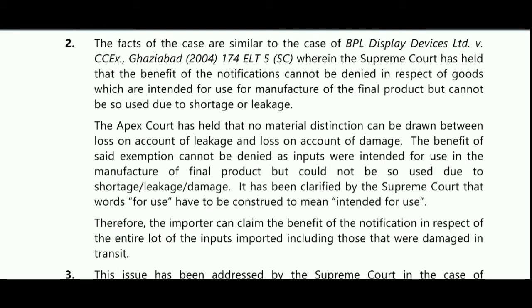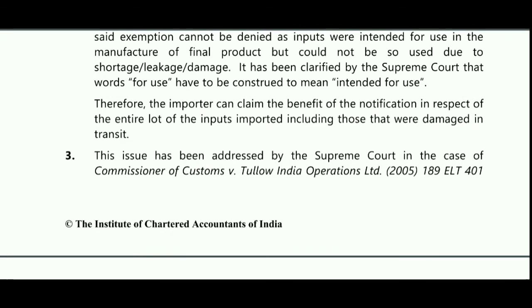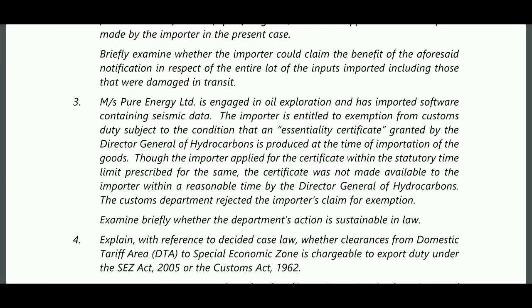It has been clarified by the Supreme Court that the words "for use" have to be construed to mean "intended for use". This is the important point that we are supposed to write in our answer. Therefore, the importer can claim the benefit of the notification in respect of the entire lot of the inputs imported, including those that were damaged in the transit. So basically, we are going to apply the benefit of notification to the entire goods rather than just the goods that were good or actually used in the production. Now let's move to the next question.